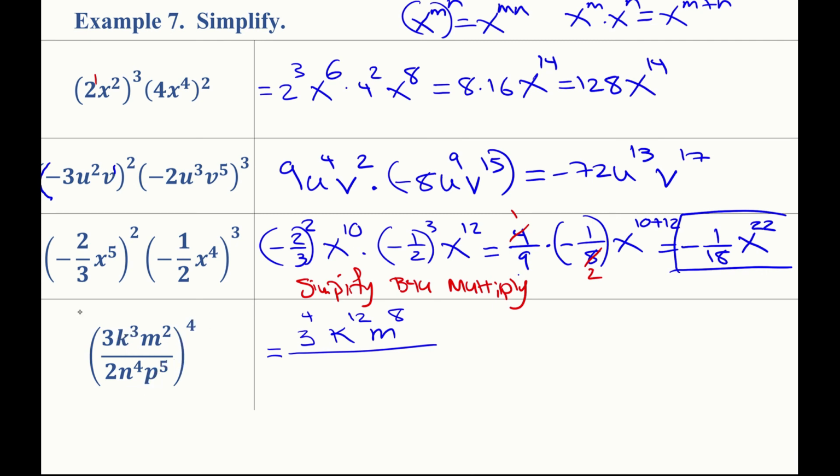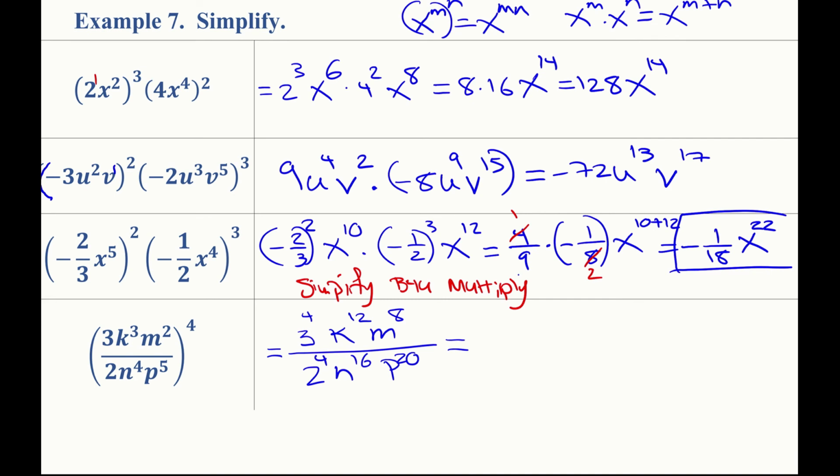All right, so we get 2 to the power of 4. N to the power of 4 times 4, which is what? You said it, 16. P to the power of 5 times 4, which is what? Exactly, 20. All right, so notice how easy that was.